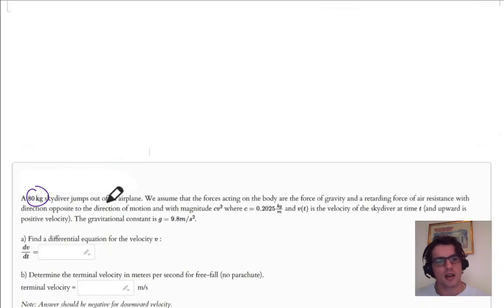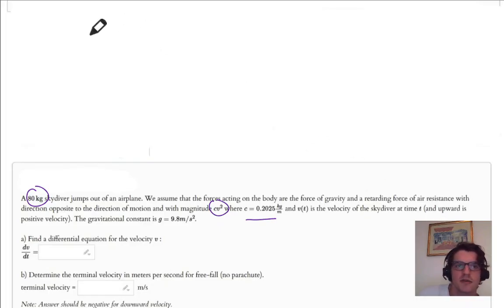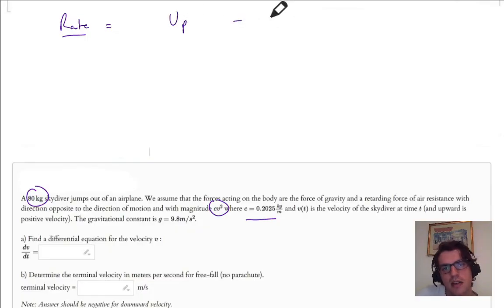An 80 kilogram skydiver jumps out of an airplane. We assume that the forces acting on the body are the force of gravity and a retarding force of air resistance, in the direction opposite to motion, with magnitude CV squared once again. And we do know C this time. V is the velocity of the skydiver. Upward is positive, so this time we're going to say rate is equal to up minus down. That's the difference here. Everything else is the same.